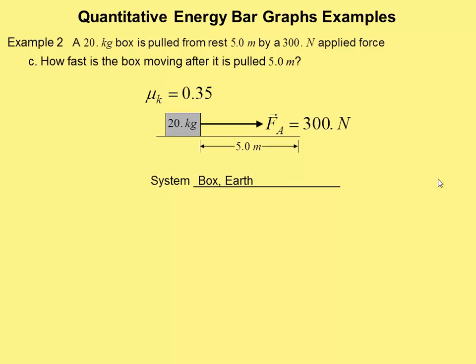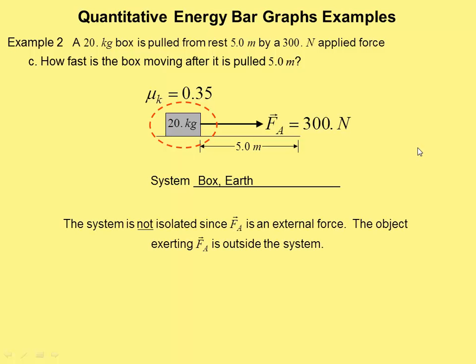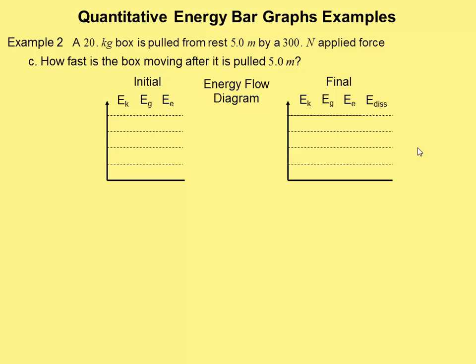Let's put the box and the Earth in the system. If you notice clearly here, the applied force, which is being applied by something which is not part of the system, is an external force, and therefore the system is not isolated. Since the system is not isolated, the total amount of energy is going to change. It will not be conserved. Now initially, there is no EK because it's starting from rest. There is no EG, it's on the ground. And there is no EE because there are no springs or rubber bands or elastic substances. So there is no energy initially in this case.